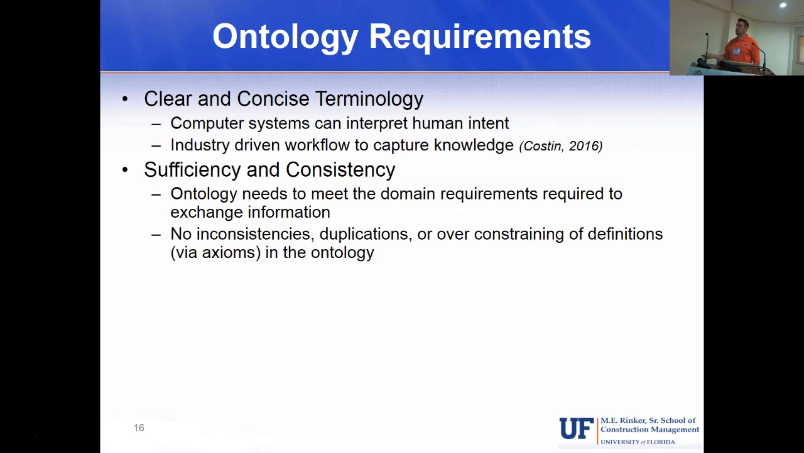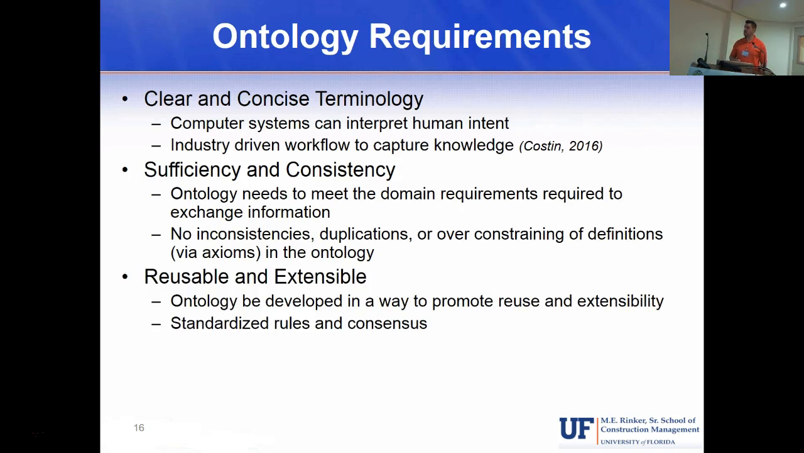Next, let's talk about sufficient consistency. It needs to meet the needs of the domain requirement and exchange information. I'm going to present about the needs for COBie. So we've got to meet those needs. It can't have inconsistency, duplication, or over-constraining of definitions in the ontology. It has to be reusable and extensible. It needs to be developed in a way to promote reuse and extensibility.